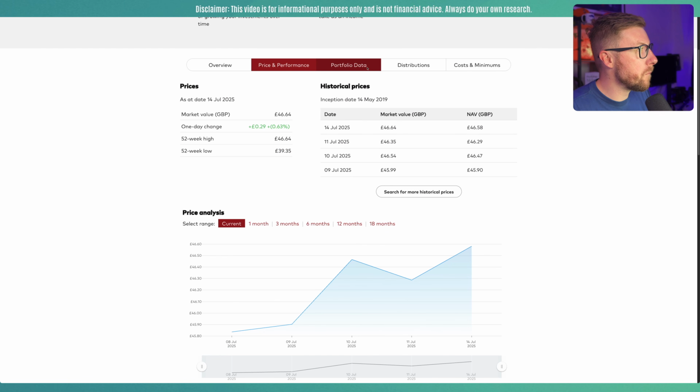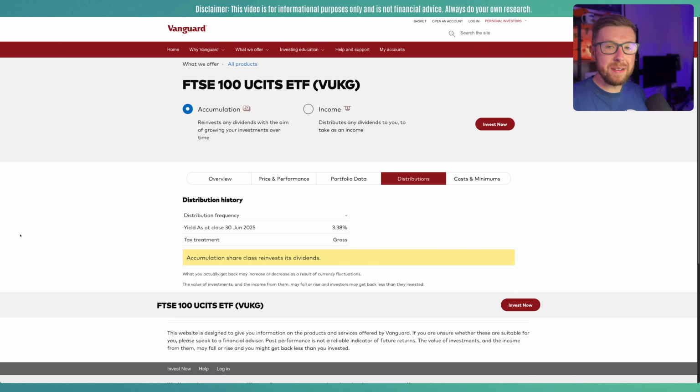But we need to talk about the distributions. The distribution of 3.38% yield is actually relatively good. And if this isn't a stocks and shares ISA and you're getting that distribution coming through, that's pretty good. Realistically, that is pretty damn good. So whenever that is getting distributed, reinvest it. It will grow your portfolio.